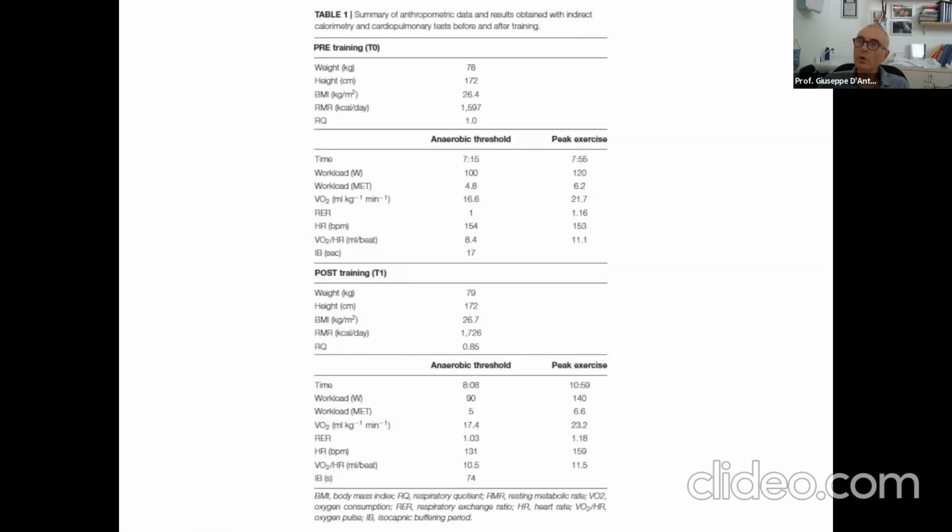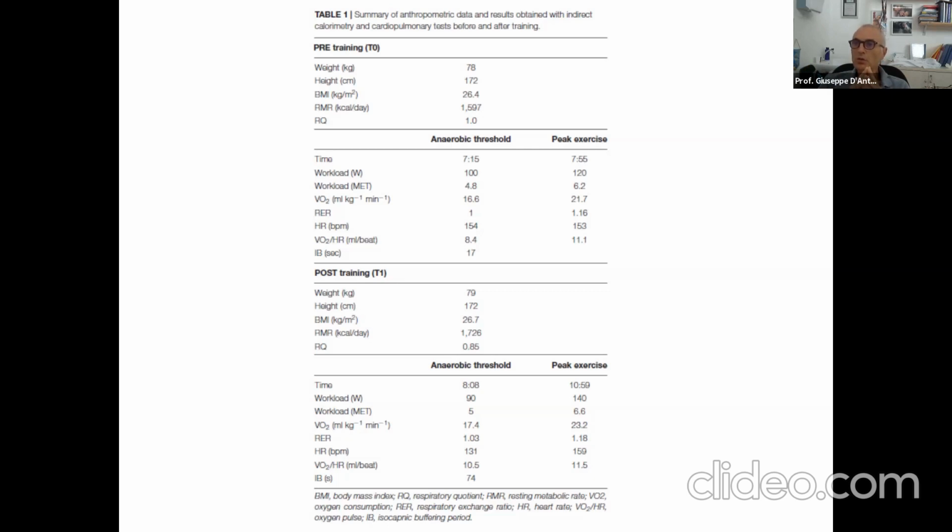All the results were positive, and she didn't experience any episode of rhabdomyolysis during the 6 months of training. In particular, I would like to focus on a parameter that is the respiratory quotient, that at the beginning of training was 1, and at the end of training was 0.85. All of us know that this parameter is the mirror of macronutrients utilization at rest. So she had a metabolic improvement during and after training.